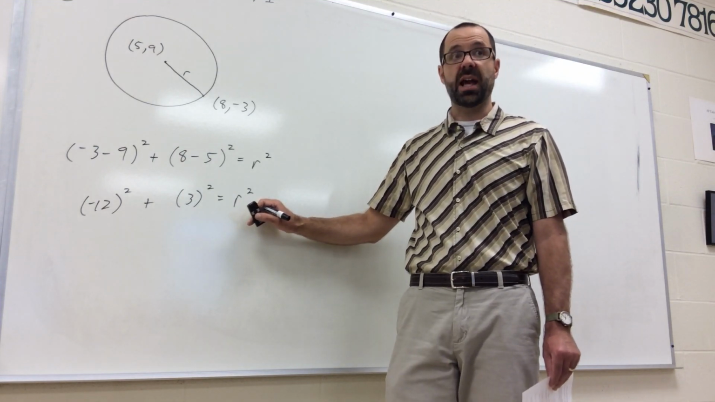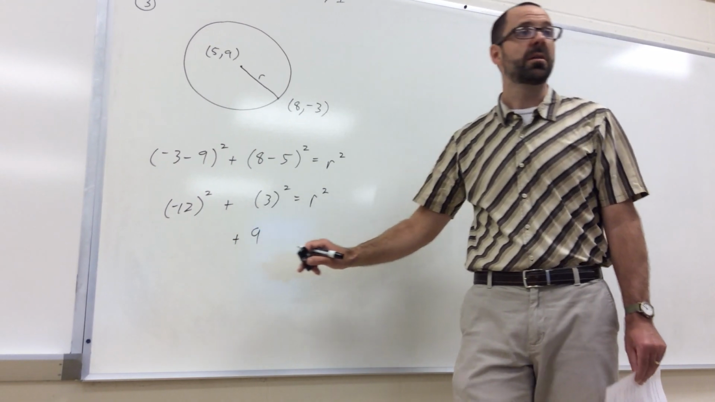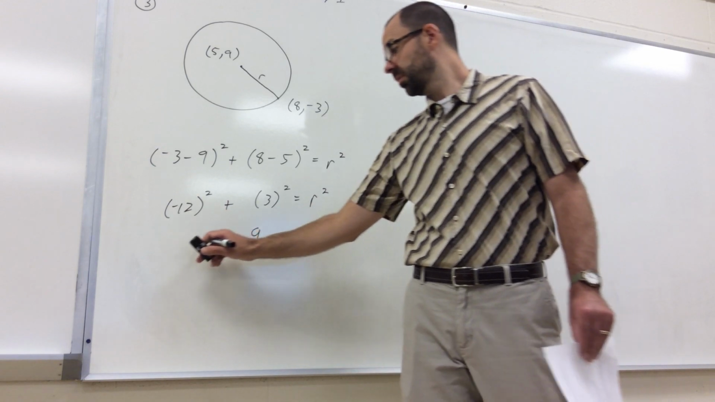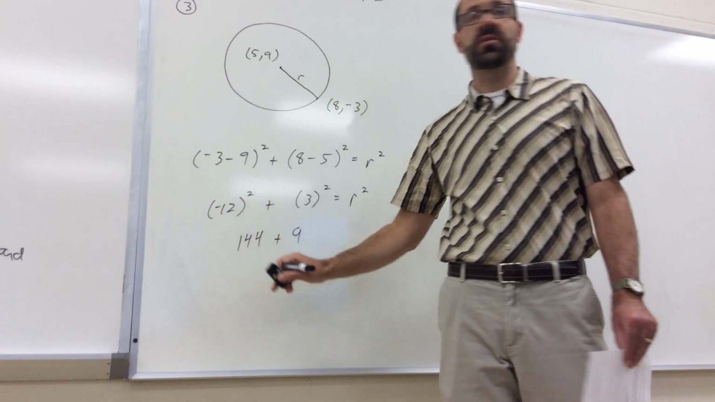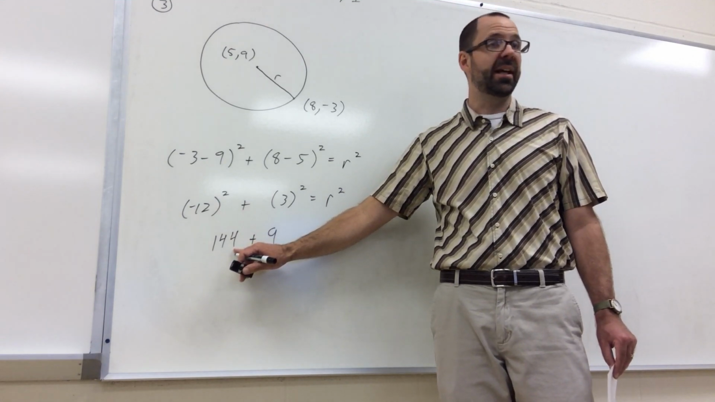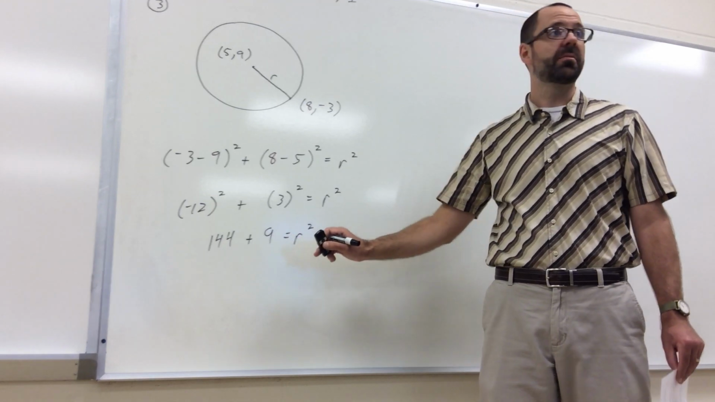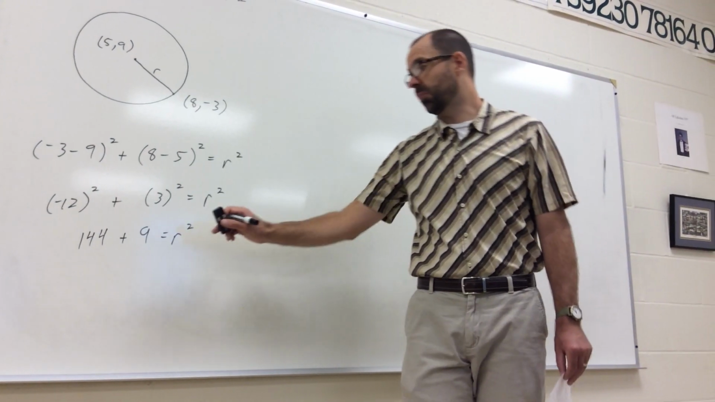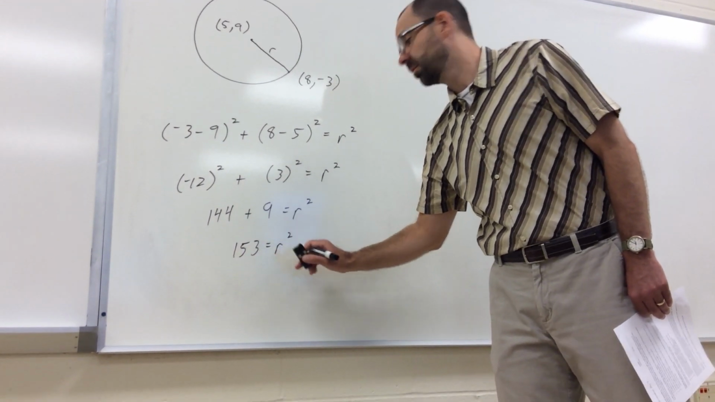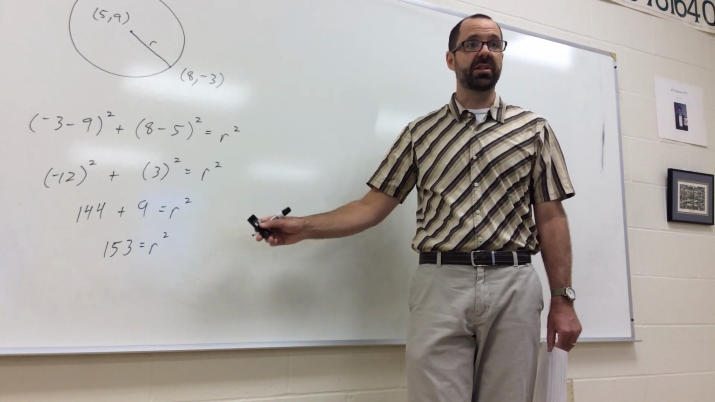Okay, now I'm going to square everything out from this step to this step. So 3 squared is 9, and negative 12 squared is 144. Remember to watch out for the fact that you might accidentally put a negative here. Negative times negative is positive. So that equals the r squared. And then 144 plus 9 is 153. And then last but not least, you take the square root.